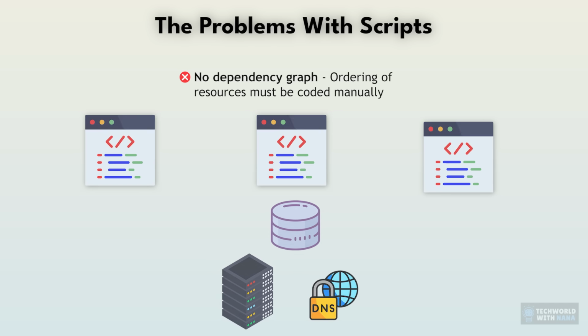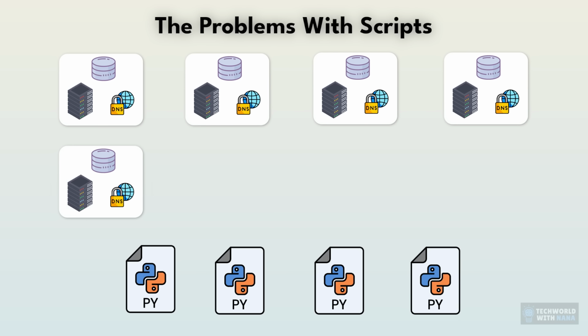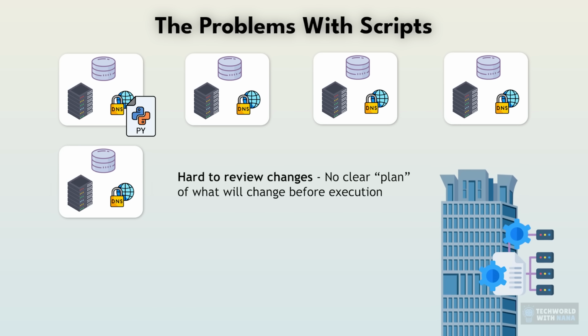But here's another problem, deletion. Let's say you created 10 resources with your script. Now you want to tear everything down, delete the whole stack. You need a separate script to delete everything in the right order. If you miss one resource, you're paying for something that you forgot existed. Or if you delete things in the wrong order, it may mess up your entire infrastructure.